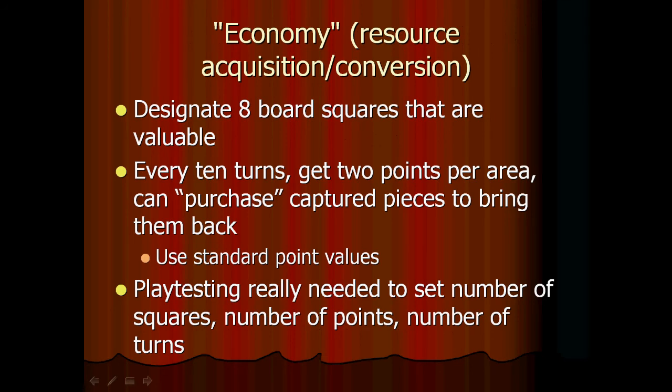Economy. Well, how about designating 8 squares on the board that are valuable for some reason? Then every 10 turns, if a player occupies one of those squares, he gets 2 points per square, and he can use those points to purchase back captured pieces and put those back on the board. You could use the standard point values. And this is one of those cases where you'd really need playtesting to determine the number of turns, number of squares, number of points, and so forth.